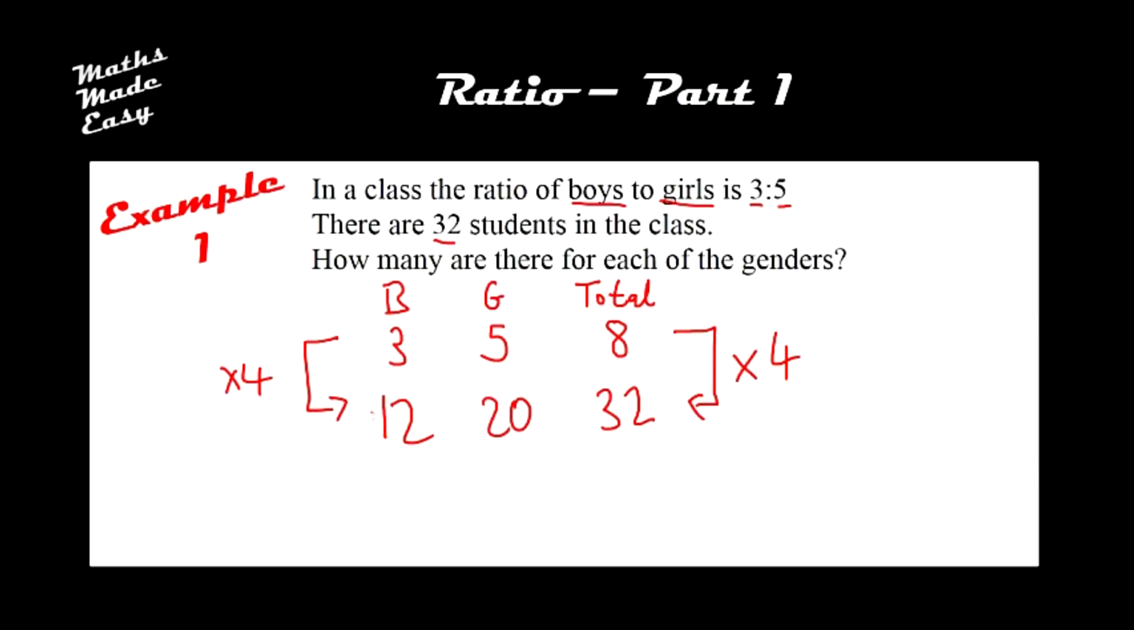So the question said, how many are there of each gender? So this is not enough for our answer. We have to be very clear about which one we mean. So the boys, there would be 12, and the girls, there would be 20.